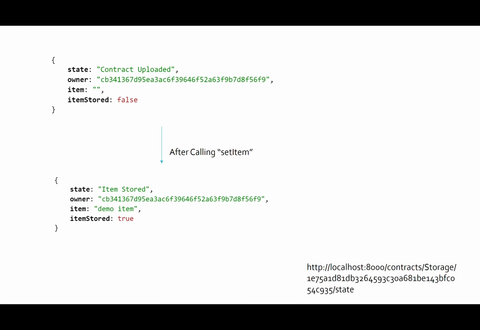So in the case of pressing on it, I would see for the contract Storage, I had a state, I had an owner, and I had an item, and I had a boolean called item stored. You'd be able to see its initial condition, and after I call that setItem function through Postman, you can see that I now have item stored. The owner stays the same. The item is now demo item, which I passed in as X, and I switched item stored to true. Again, this is me stepping through every state of the contract and just an example of how you would start debugging.